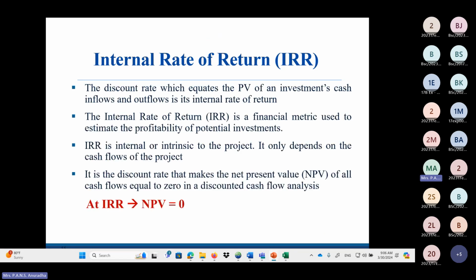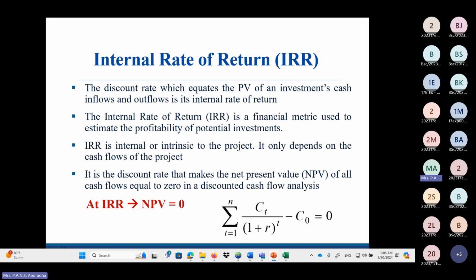Then the next one is the IRR, internal rate of return. Actually, this IRR we have calculated in relation to bonds. If you recall the things we discussed under bond valuation, we calculated IRR there as the YTM, yield to maturity. You remember the YTM? You can look back and see what the YTM is.